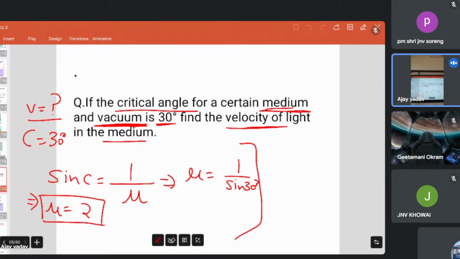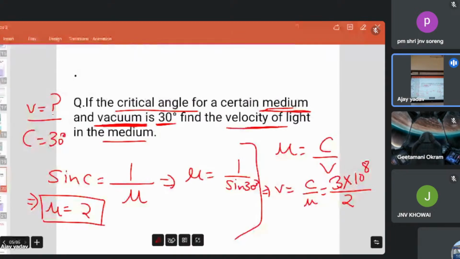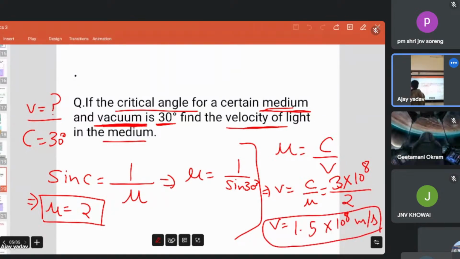And we know, as we studied yesterday, that the refractive index mu equals c by v. It means v equals c by mu. Here c is the speed of light, which is 3 into 10 raised to power 8. So speed equals 3 into 10 raised to power 8 upon mu, where mu is the refractive index, which is 2. So the speed is 3 by 2, which means 1.5 into 10 raised to power 8 meter per second. This is the speed of light in the medium. If you have any problem, then you can ask.